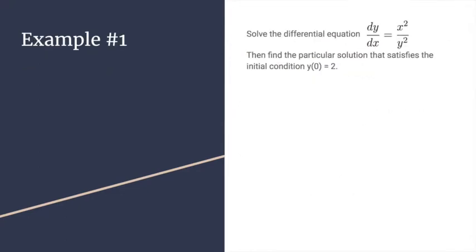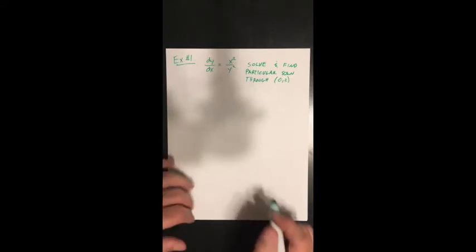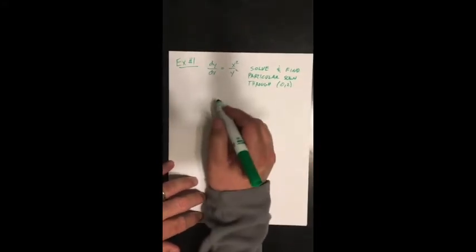For our first example, we're going to solve a separable differential equation, and then we're going to find the particular solution that goes through 0, 2. We'll switch over to the document camera to do that. All right, for example number 1, we're going to solve this differential equation dy dx equals x squared over y squared. And then we're going to find the particular solution that goes through the point 0, 2.